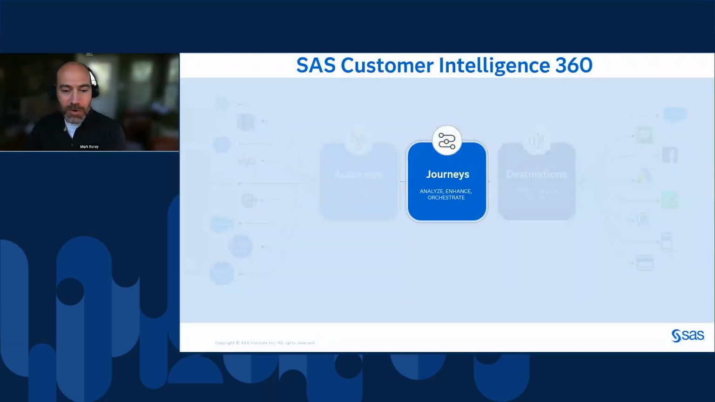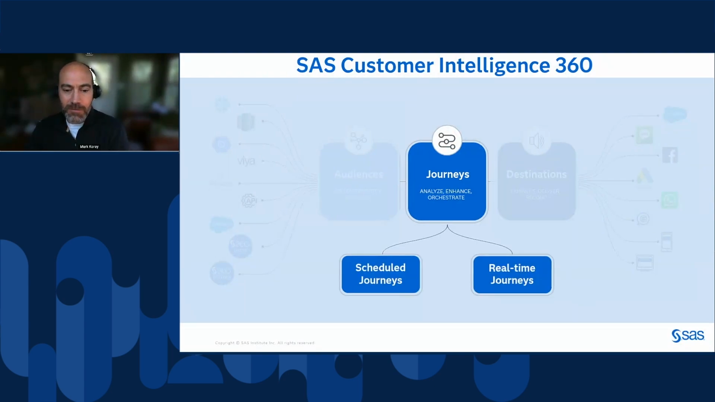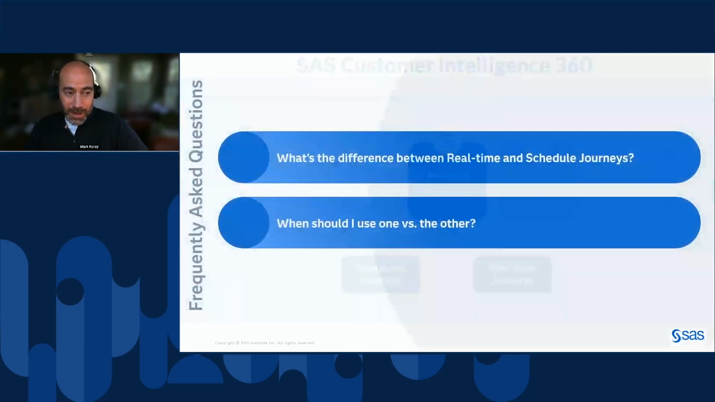So to support a variety of use cases, we offer two different variations or flavors of journeys: scheduled journeys and real-time journeys. And the two questions that come up right out of the gate that I'm going to address first are, what's the difference between real-time journeys and scheduled journeys? And when should I use one versus the other?